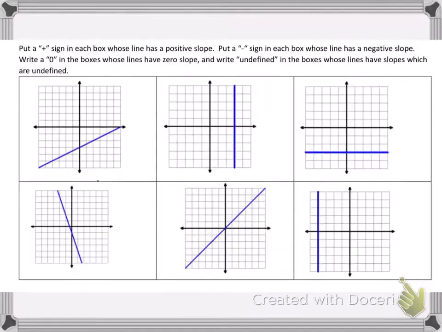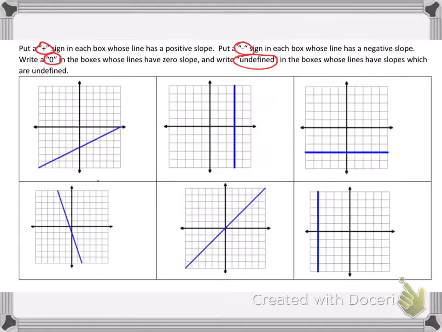So again, I would really encourage you to pause this video and jot down on a piece of paper your answers before you watch mine. What we're going to do is for each of these graphs, we're either going to put a plus sign if it's a positive slope, put a minus sign if it's a negative slope, put 0 if it has 0 slope, or the fourth possibility is that we would write undefined if it has an undefined slope. So pause this video, do that, and then unpause it and see if you are correct.